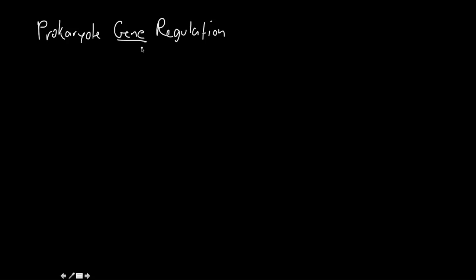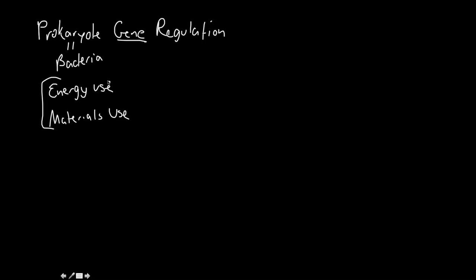Now, why would a prokaryote want to do that? Or any cell want to do that? Prokaryote, remember, is bacteria. And the bacteria wants to be able to turn its genes on or off. The reason for that comes down to energy use and materials use. The cell wants to be very efficient in these two things. It wants to be able to use its energy and material wisely. It doesn't want to waste energy. It doesn't want to waste materials.